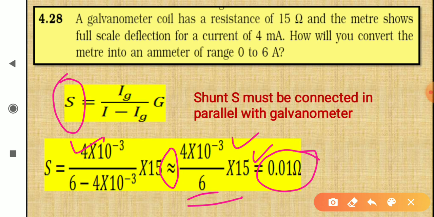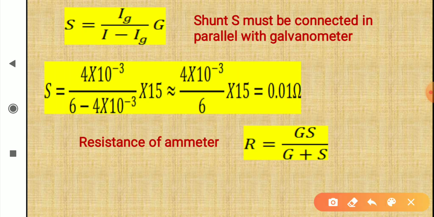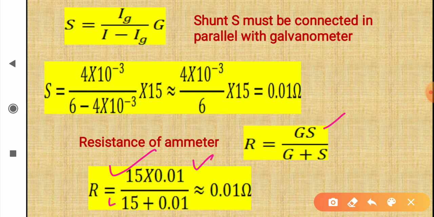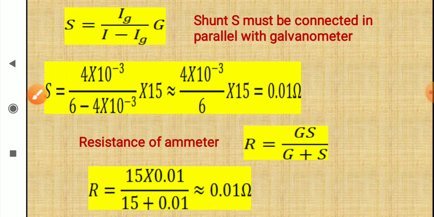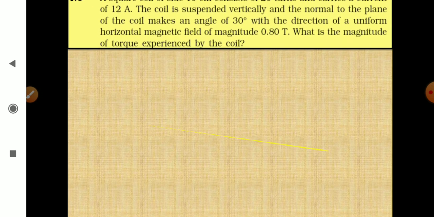And I have already told you that shunt is a very small resistance. So 0.01 ohm. And now resistance of the ammeter. Now resistance of ammeter is GS upon G plus S. And put the values. So here again, what do you get? 15 into S is 0.01 upon 15 plus 0.01. So see, 15 plus 0.01, this is negligible as compared to this one. So this is nearly equal to 0.01 ओम। सो पूरे एमीटर का रेसिस्टेंस जो है इतना कम आया, और आपको बताया था कि आइडियल एमीटर का रेसिस्टेंस 0 होता है. So let us move on to next unsolved problem.